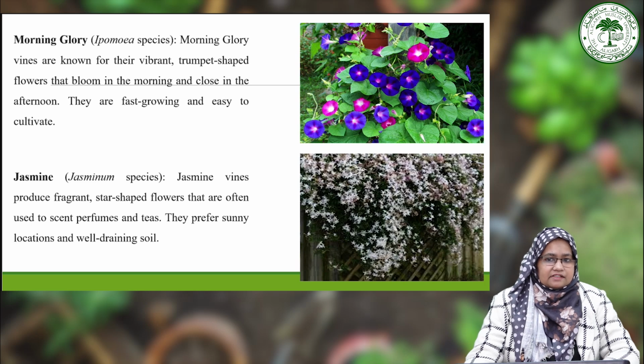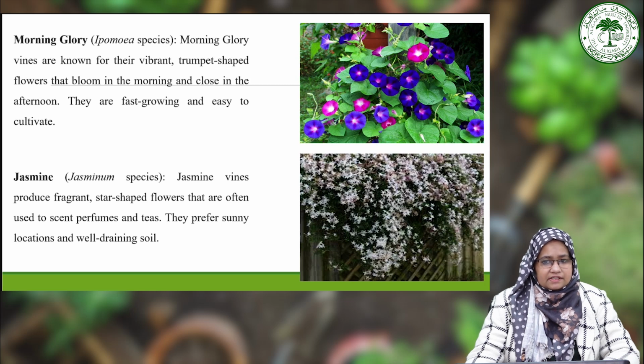The next plant is morning glory, also known as Ipomoea. Morning glory climbers are recognized for their striking trumpet flowers, as we can see in this image. These flowers open in the morning and close later in the day. That's why they are known as morning glory. They are rapid growers and simple to grow.